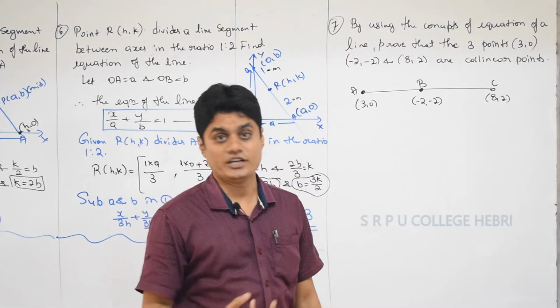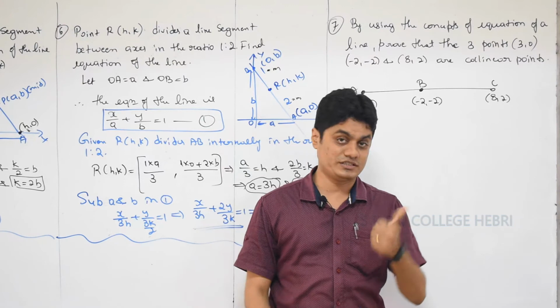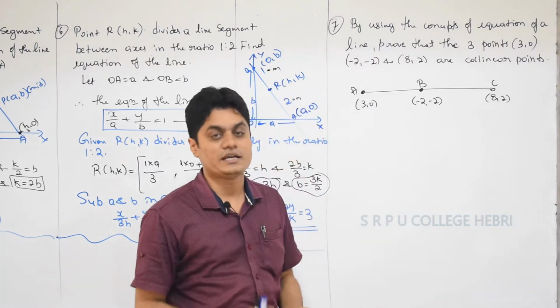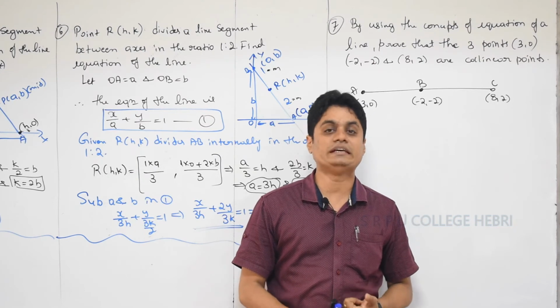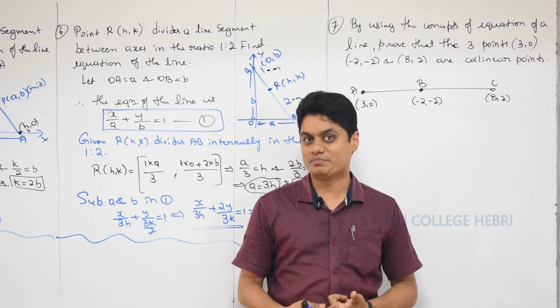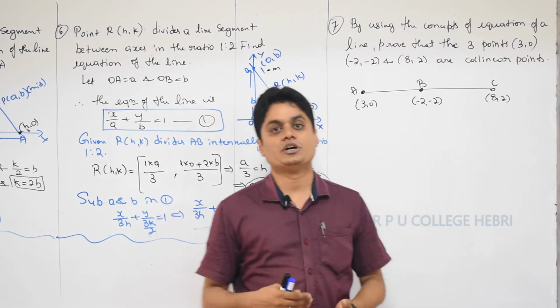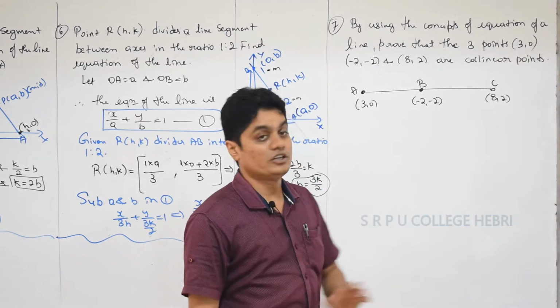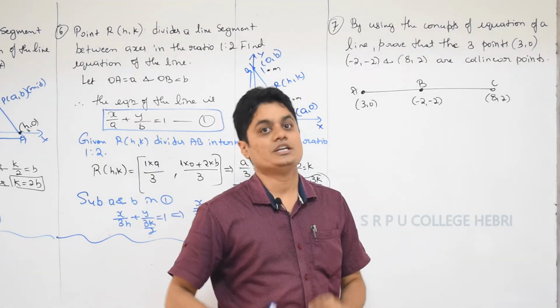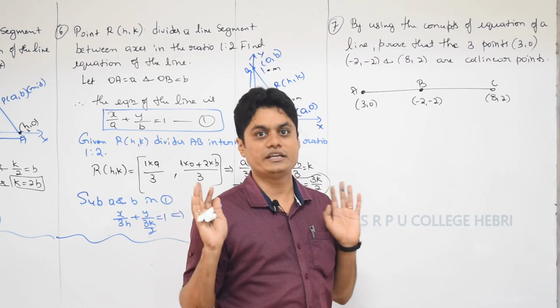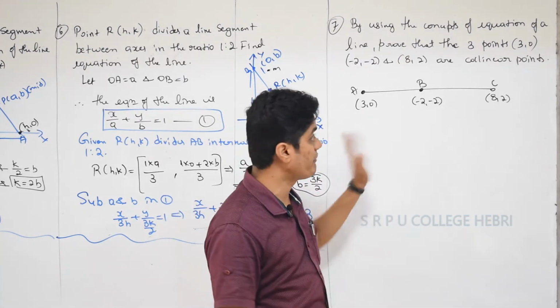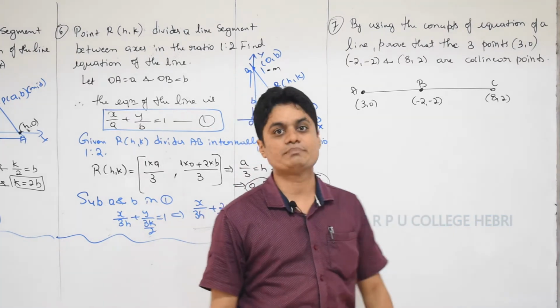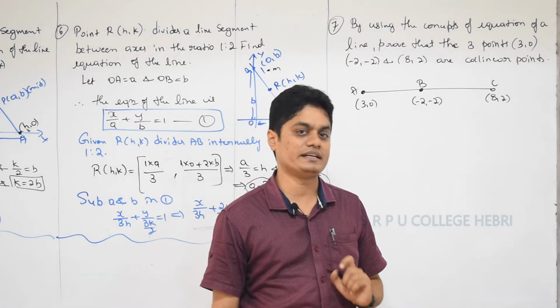We already know how to prove 3 points are collinear using the distance formula, which you learned in 10th standard. This year, we learned how to prove 3 points are collinear using the slope concept. Now we are going to prove these 3 points are collinear not using any previous method, but using the equation of a straight line. Can anyone tell me how to use the equation of a straight line to prove 3 points are collinear?